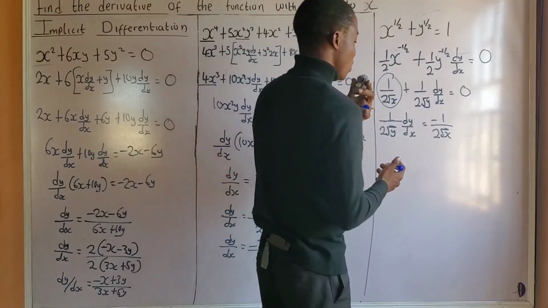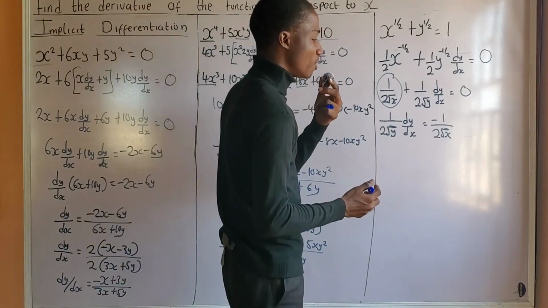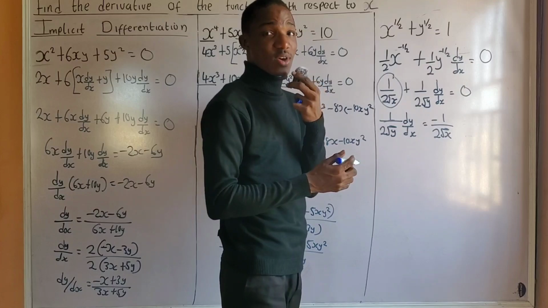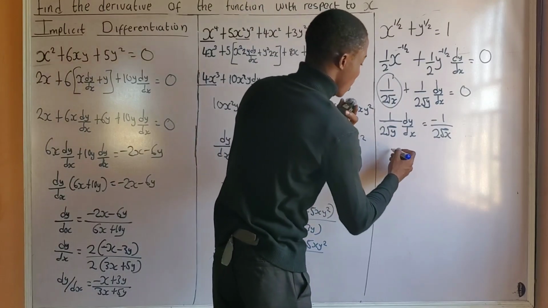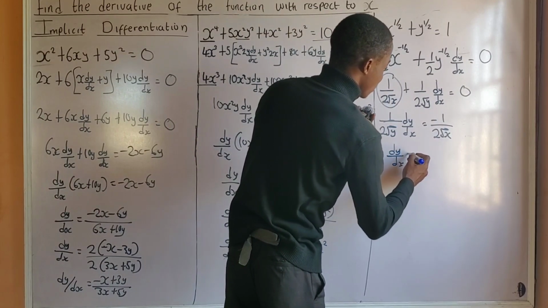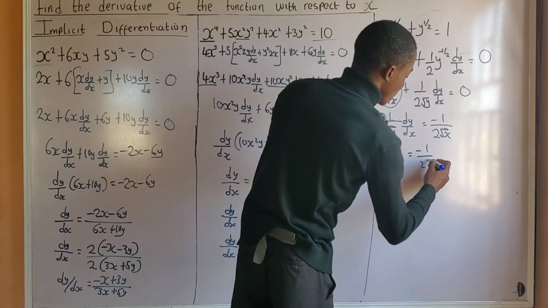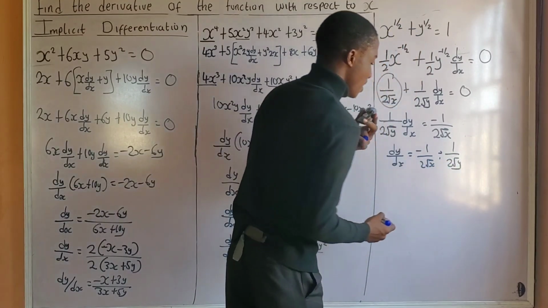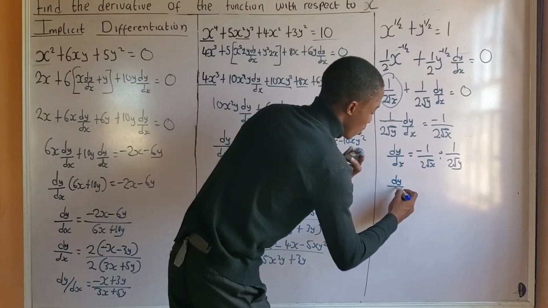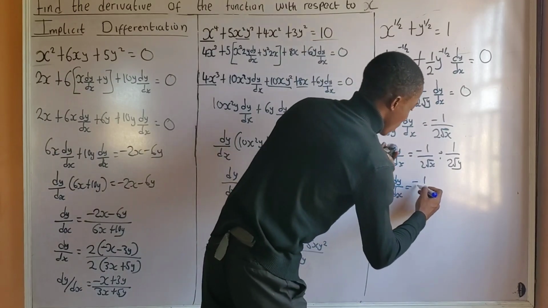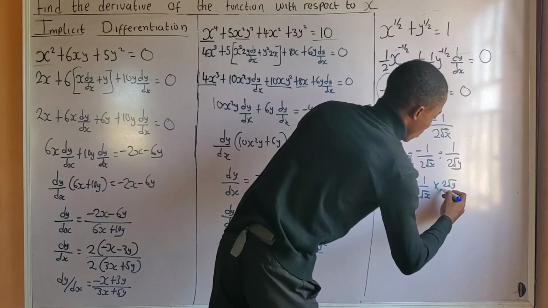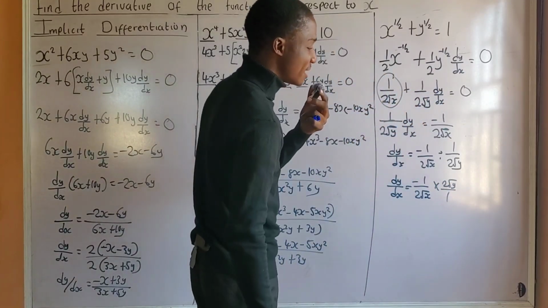Are you getting it? Now, having gotten to this point, the next step is to divide both sides by 1 over 2 root y so that I can get the value of dy over dx. So for this, I'm going to have dy all over dx is equals to negative 1 over 2 root x divided by 1 over 2 root y. Okay, dy all over dx will be equals to negative 1 over 2 root x multiplied by 2 root y all over 1.